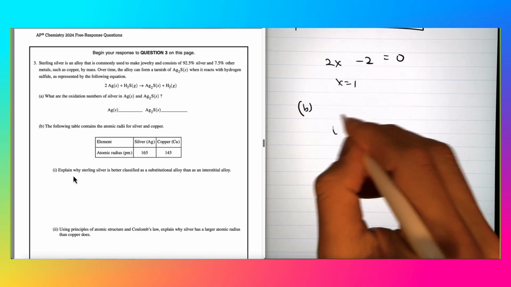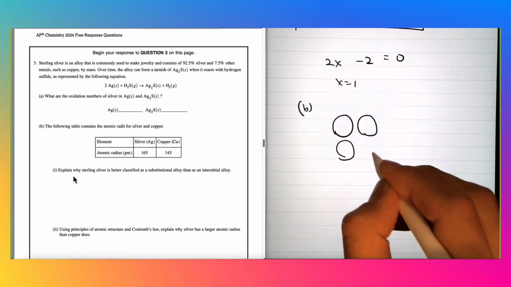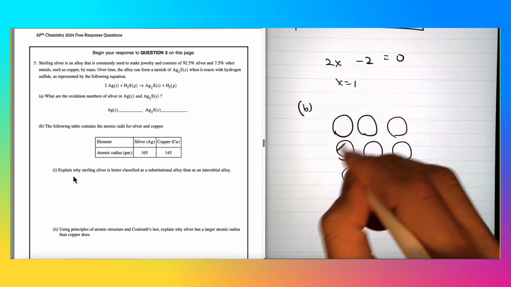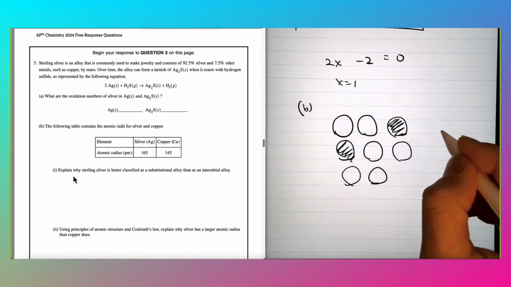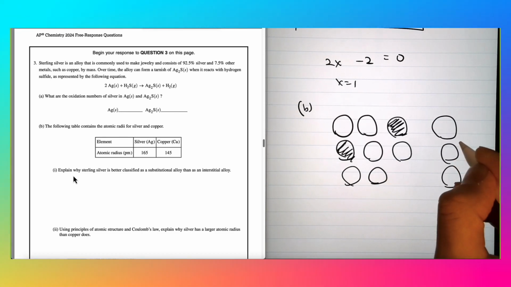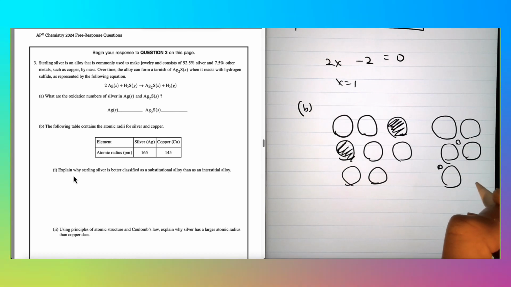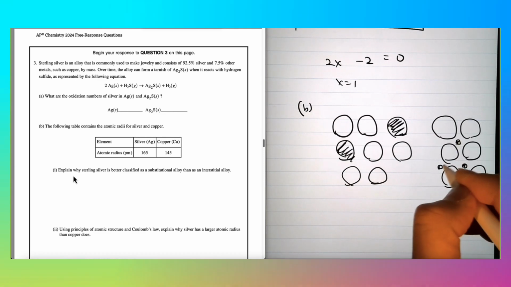If you have silver and copper, in a substitutional alloy the atoms are relatively similar in size so they can simply substitute. That's a substitutional. Now interstitial, on the other hand, if you have something like carbon, for example, which is small, they will go in between the spaces of this crystal array. So these would be the interstitial.